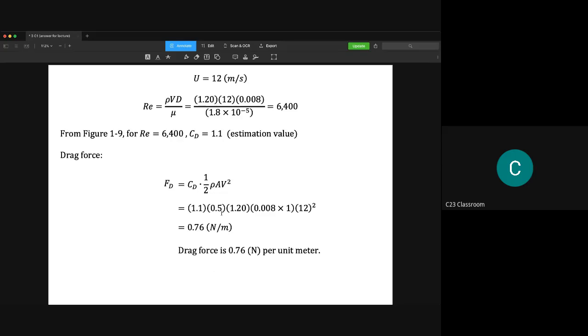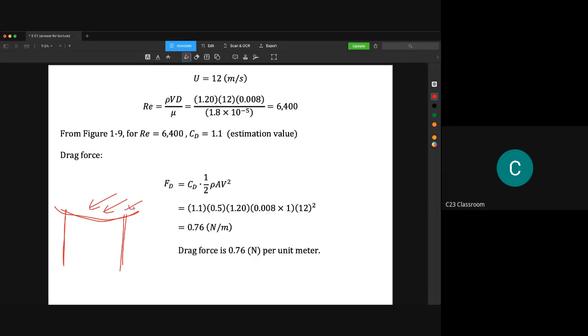So we have half here, we have rho, A and V. Then we could calculate the drag force, which is 0.76 Newton per unit meter. Again, please make sure that you know the physical meaning of the per unit meter here. In this situation, because we are calculating about the singing wire, it means we have a pole here, and then we have a wire there, and then we have a flow like this.